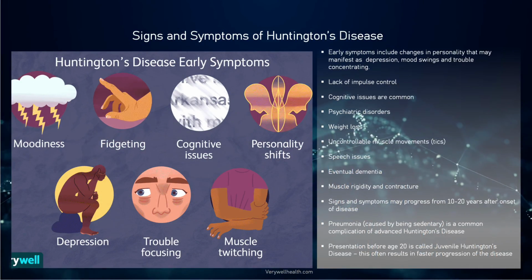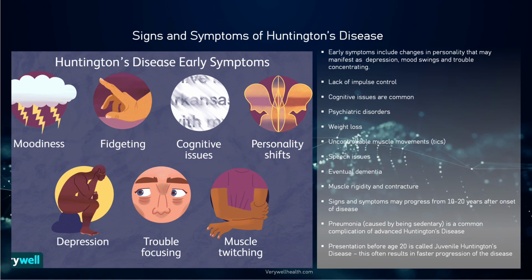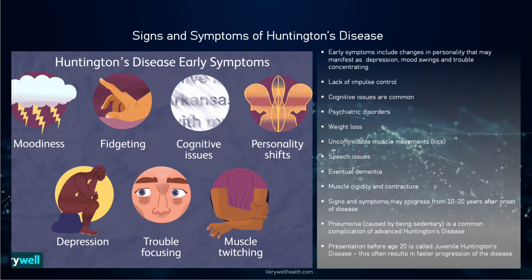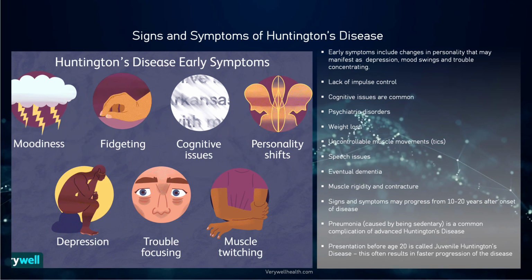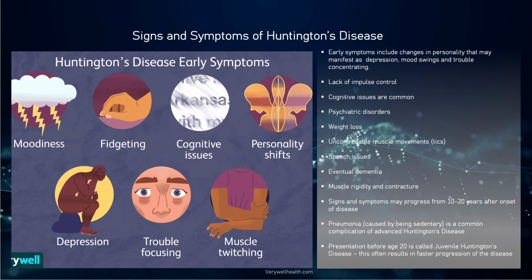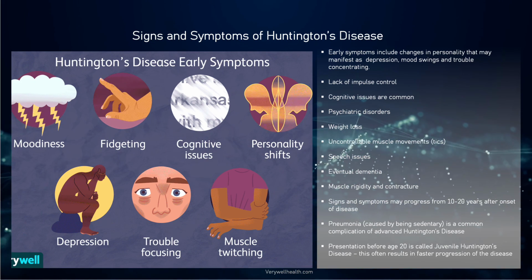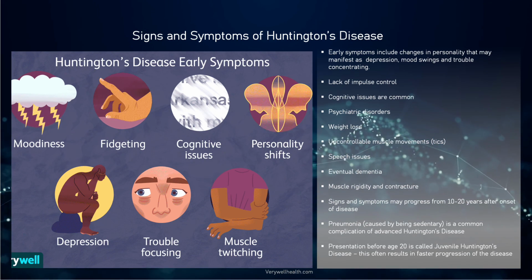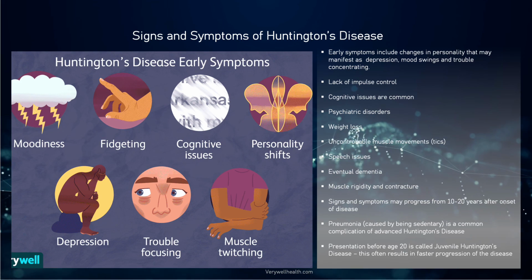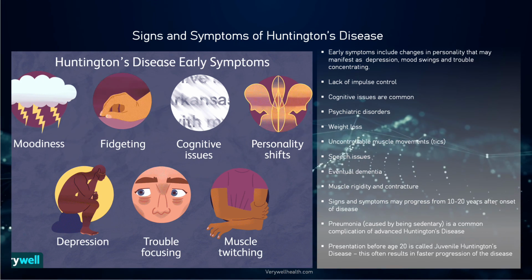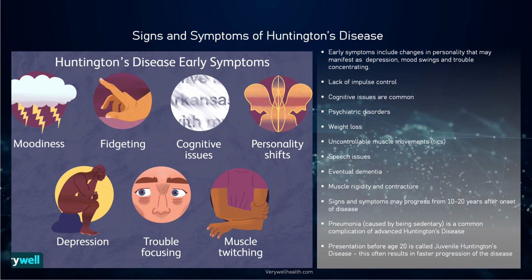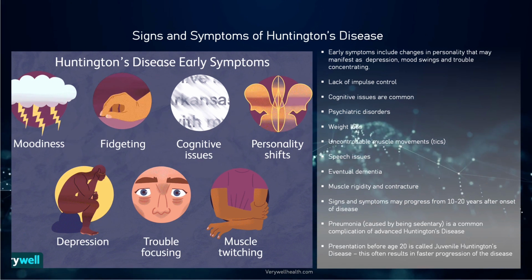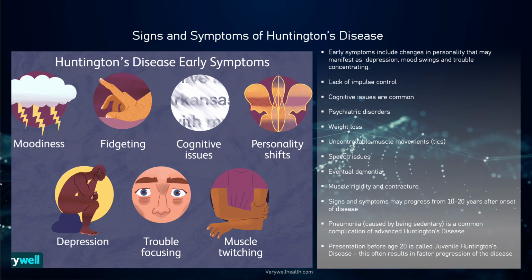Here we're going to review the signs and symptoms of Huntington's disease. The early symptoms include changes in personality that can manifest as depression, mood swings, trouble concentrating. The person is just not acting like themselves. There's often a lack of impulse control, lack of inhibition. There can be cognitive issues. The person can develop psychiatric disorders. OCD was one of the specific psychiatric disorders that was mentioned, actually including bipolar disorder as well, as one of the earlier symptoms of the disease.